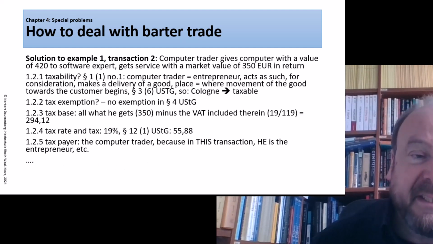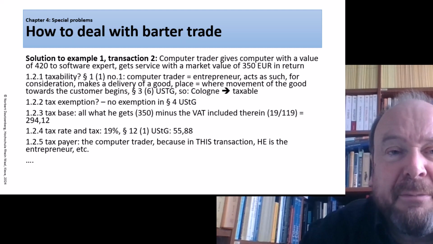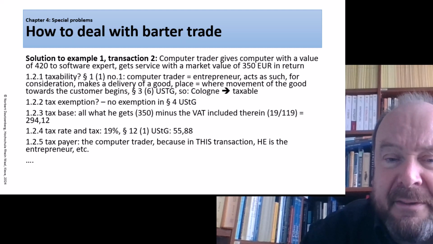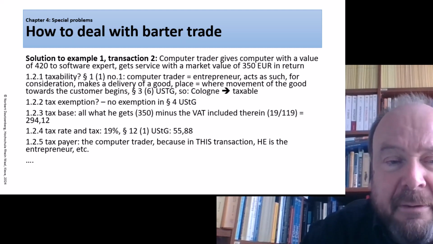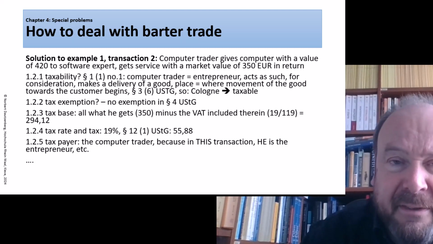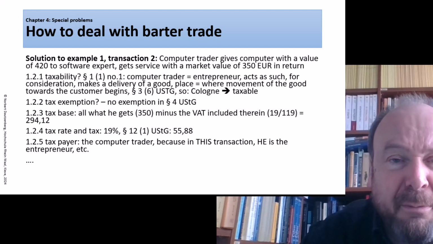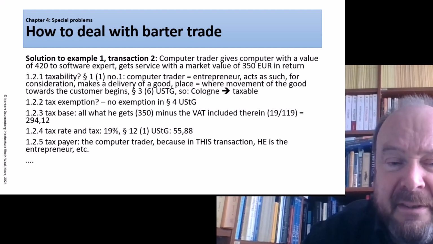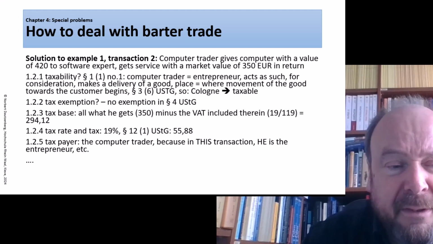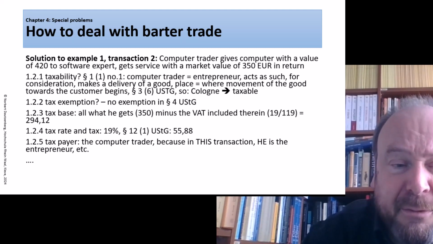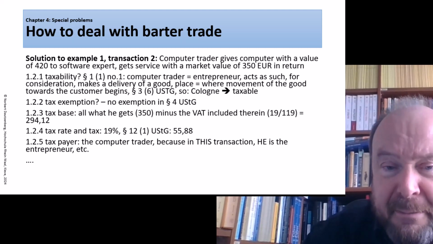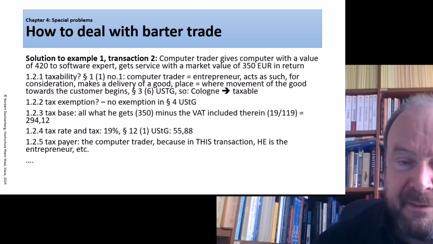The next transaction, so the other underlying transaction, the computer trader gives away a computer. He gets 350 in return. Taxability, yes, it's a delivery. The place of delivery is where the transfer of the computer towards the customer or by the customer begins. That's Cologne in the shop. No exemption. He gets 350 minus VAT included therein. That's 294.12. The VAT is 19%. Taxpayer for this amount is the computer trader, and everything else unchanged.